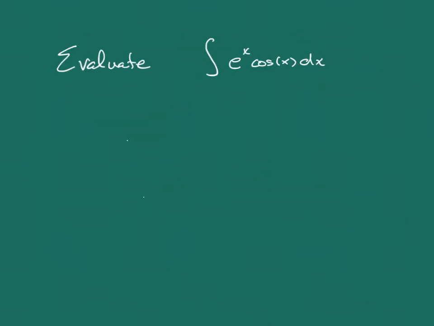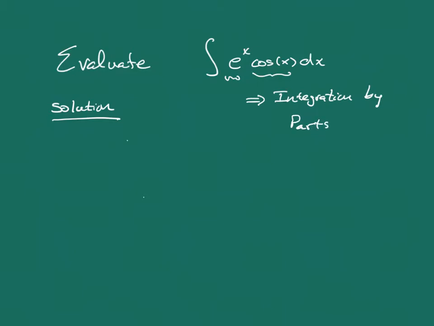So what we've got now is somebody's just given us an integral, asked us to evaluate the integral of e to the x cosine of x. Looking at what our solution is going to be, I see e to the x and cosine of x as the product of two functions, and that tells me integration by parts is probably the way I want to go about solving this problem.